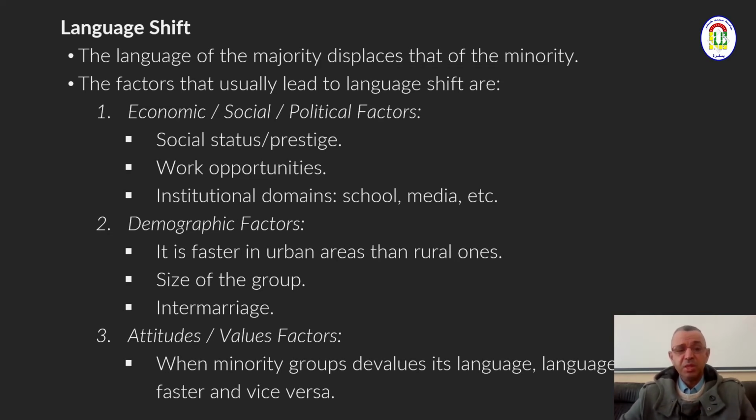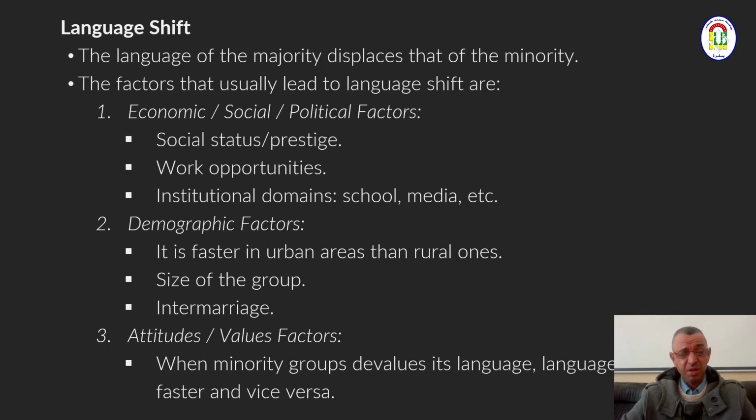Generally, we can have some factors that lead to language shift. For example, the first factors are economic, social, and political factors. We can talk here about social status, prestige, which I have mentioned before, work opportunities, and institutional domains: school, media, etc. So the shift can happen due to economic, social, and political factors.